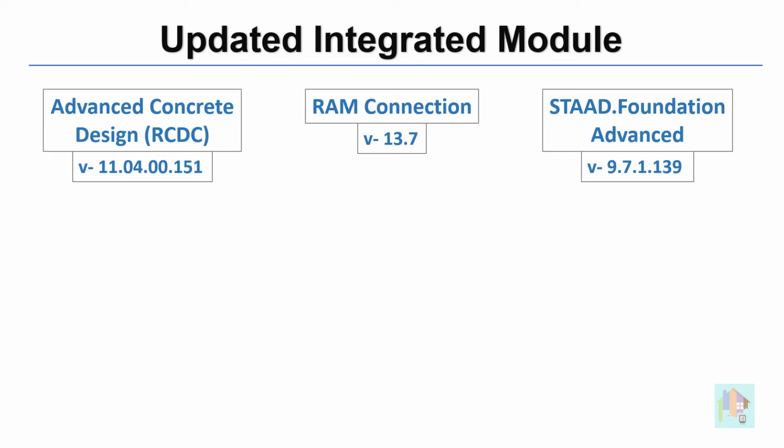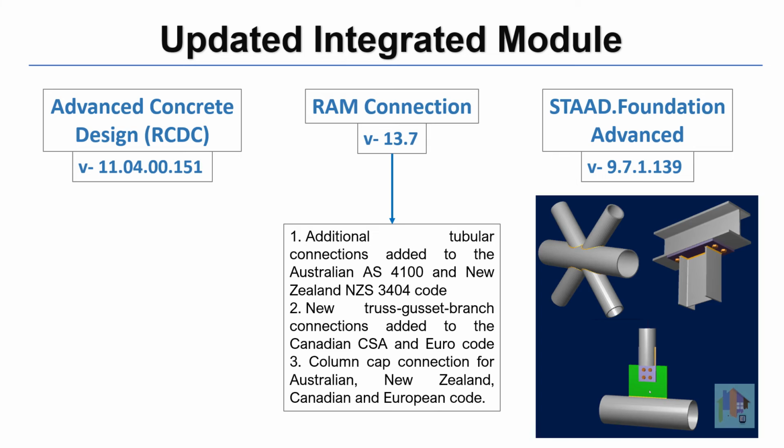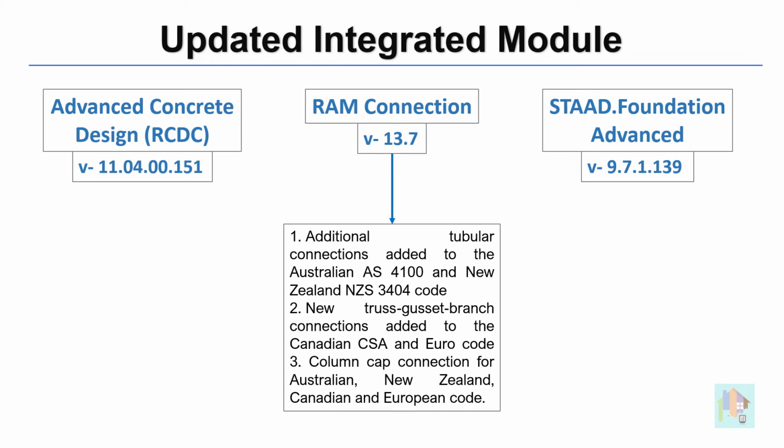If you use any of this module in your project, then you can notice several new features like in RAM Connection, new tubular connection for Australian and New Zealand code, truss gusset branch connection for Canadian and Euro code, or column cap connection for Australian, Canadian and New Zealand code is implemented. Along with that, several features of integrated connection design module, including detection of joint, have been improved.